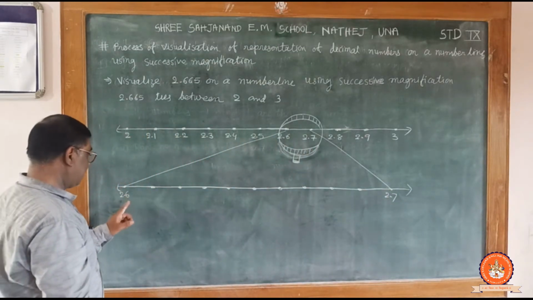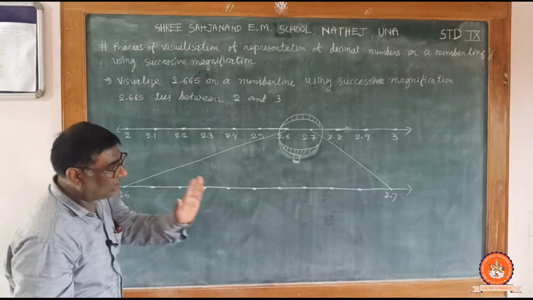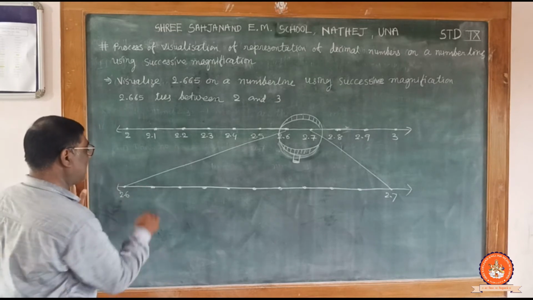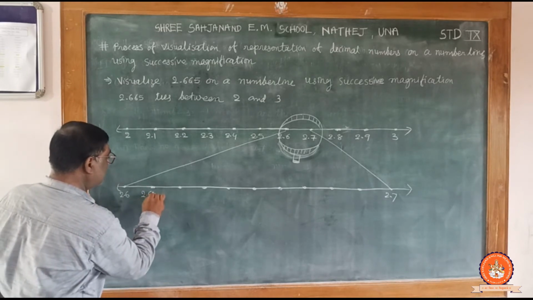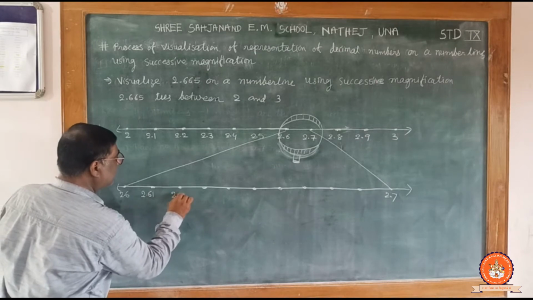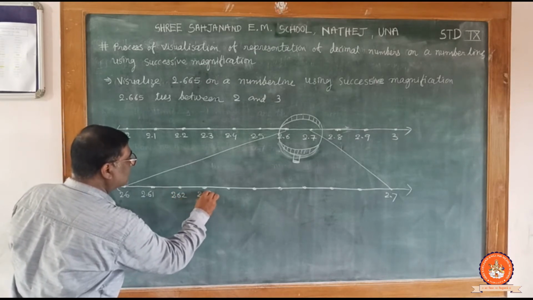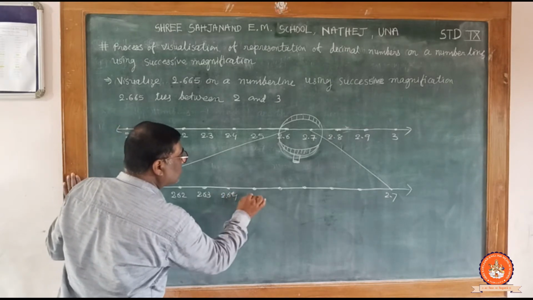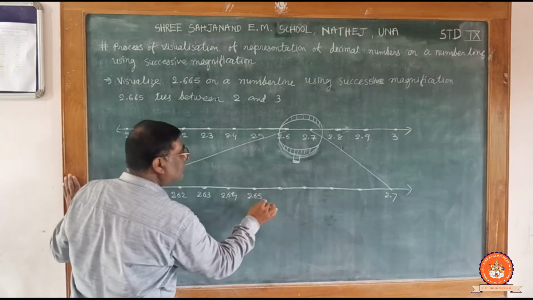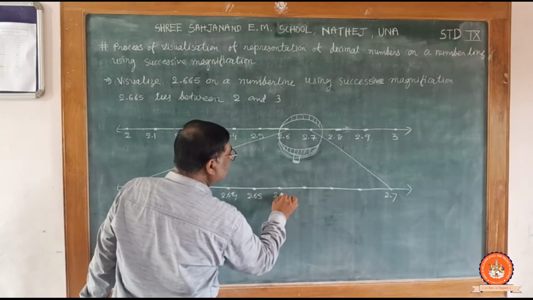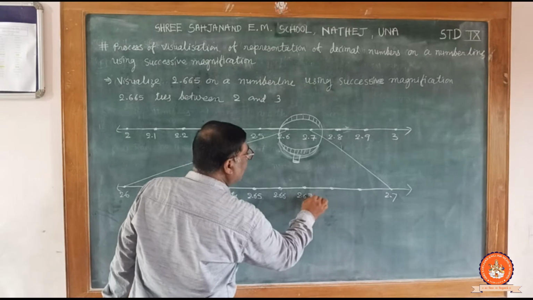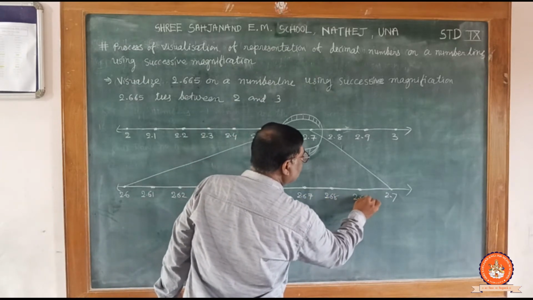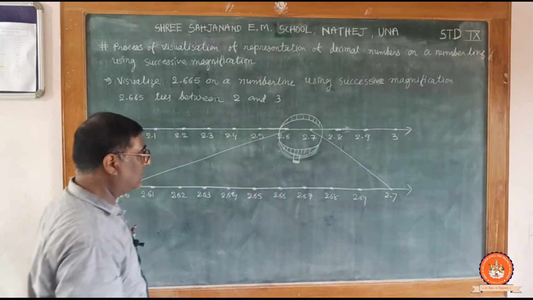Now, in the portion between 2.6 and 2.7, the next point after 2.6 will be 2.61. It will be 2.62, 2.63, 2.64, 2.65, 2.66, 2.67, 2.68, 2.69.